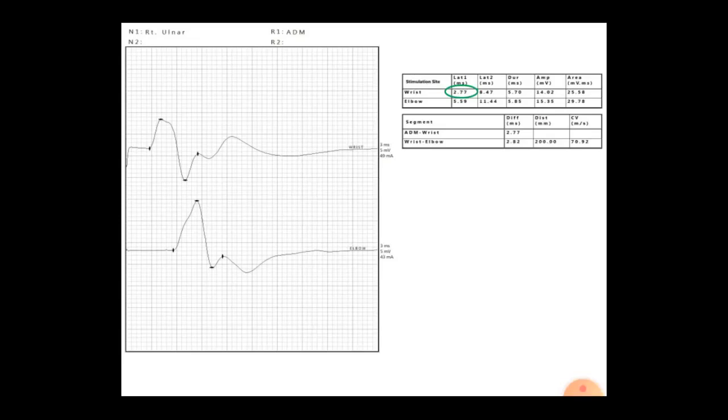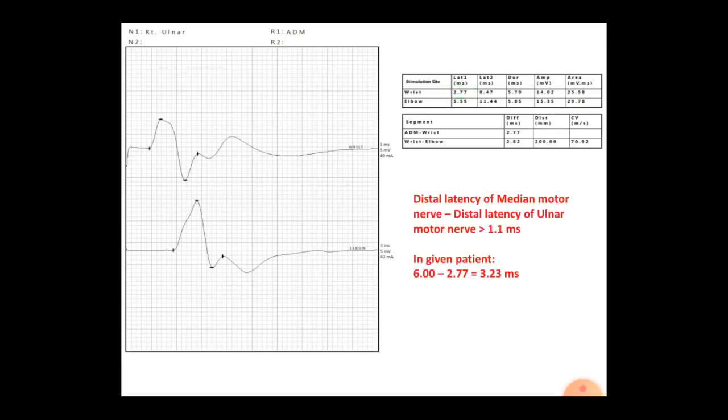But here we are proving that the right ulnar nerve is normal, so it is not a case of polyneuropathy. Clear? So we have to prove that the right ulnar nerve findings are normal. Now here we have to see the latency for the right ulnar nerve. It is 2.77 millisecond. Now there is one formula.